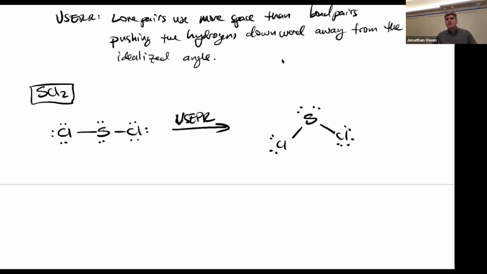What's the chlorine sulfur chlorine angle? Well, this thing has a steric number of four, two lone pairs, two bond pairs. That's four things to pack around the sulfur. So the ideal angle is 109.5 degrees, like it would be for CH4. And these electron pairs are said to push the chlorines away. So this angle here is going to be less than the tetrahedral angle because of that.